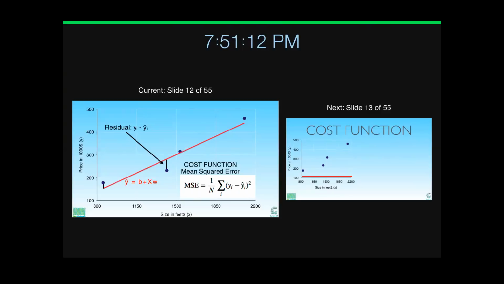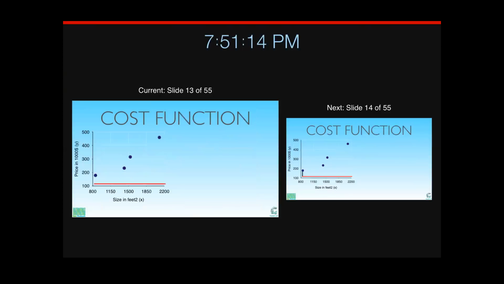So the intuition, the aha, is this. Let's say I chose this line, which has w equal to 0, because it's flat, and b equal to some value 110.